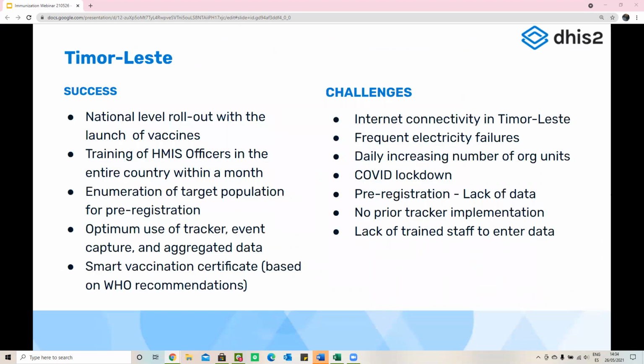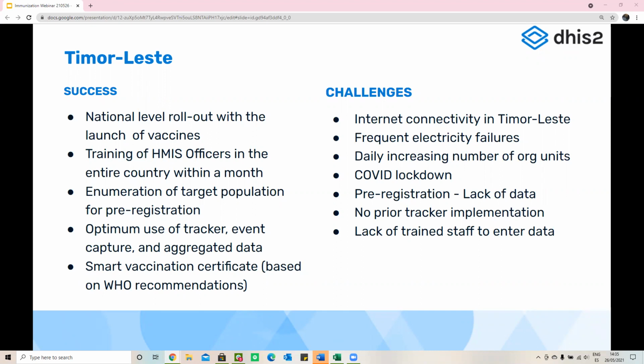Next slide, please. So let me discuss some successes and some challenges we had to face in this project. Let me start with success. We managed to get a buy-in from the Ministry of Health and nationally roll out the system after training of the entire HMIS staff. Target population was enumerated and pre-registered in the system. And currently we are planning to issue a smart vaccination certificate for those who are completing the second dose from June. In Timor-Leste, we use aggregated data capture forms as a backup system. And we use event capture for supervision and monitoring of the vaccination campaign.